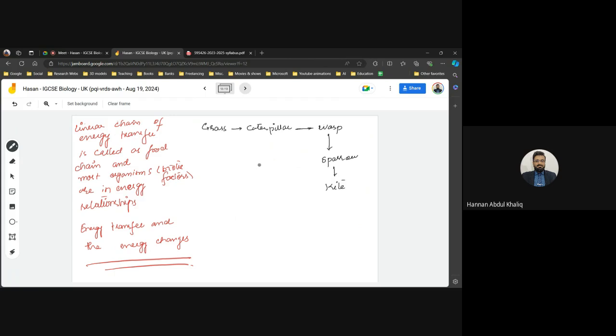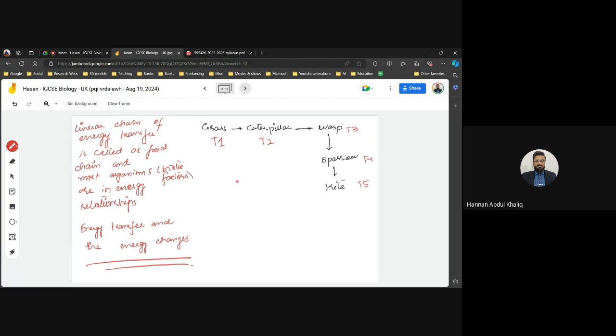Now, we see that the energy is getting transported from one level to the next level. This is something to know. First, let's make the trophic levels. This is trophic level 1, trophic level 2, trophic level 3, trophic level 4, trophic level 5.